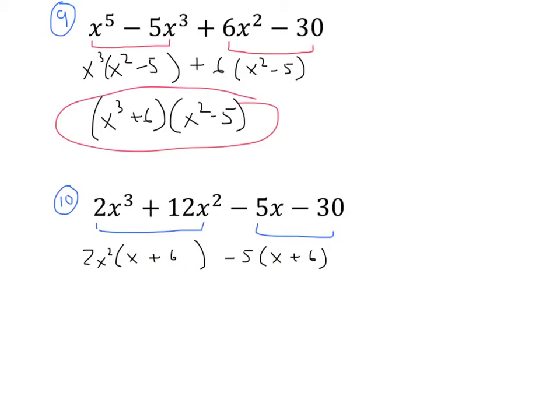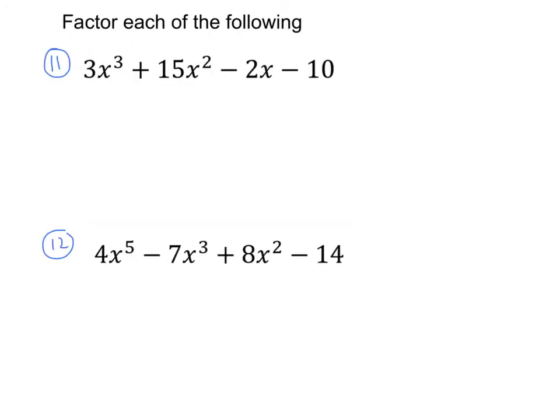All right, so the last part's easy here. So we've got 2x squared groups of (x plus 6) minus 5 groups of (x plus 6). So that means we have now (2x squared minus 5) groups of (x plus 6). All right, now it's time for you to do these two on your own. So please pause and try these on your own.